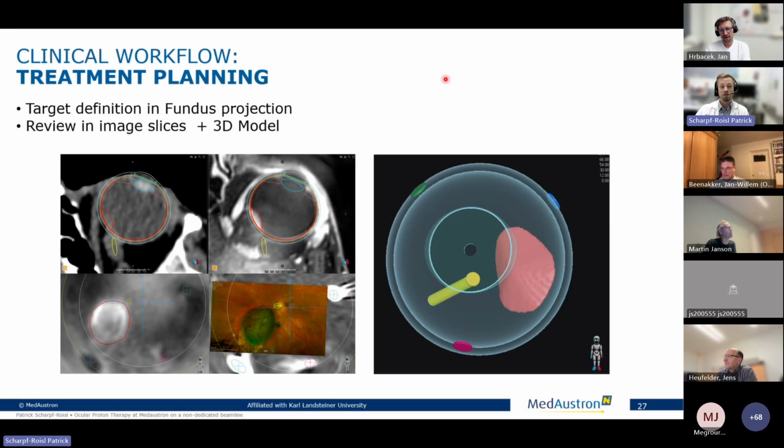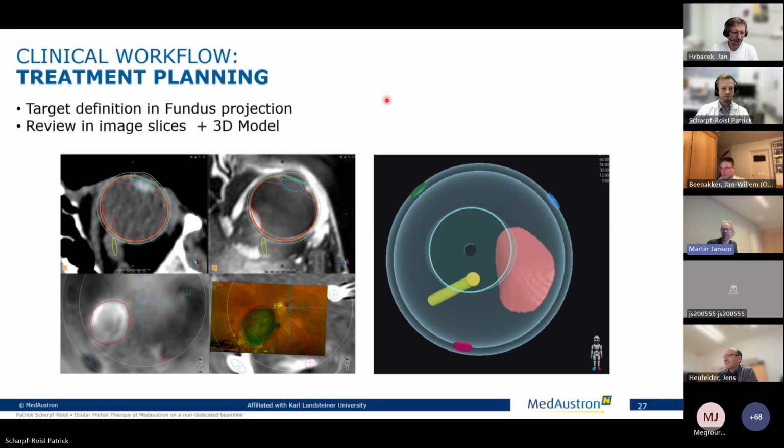So it's a combination of all the figures, and then we can do a final review in the CT slice-wise as well, and could then still adapt if necessary. So it's a bit of a back and forth between all these imaging modalities.